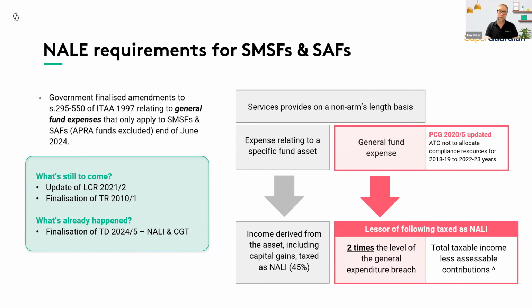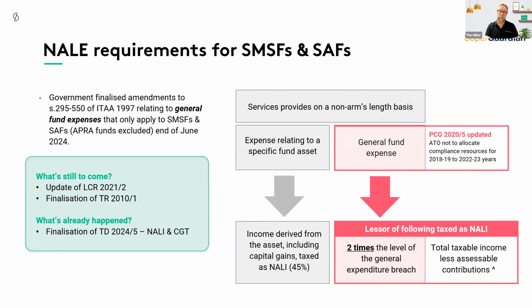Now, when this all started, what we got from the ATO was that original LCR, and with that original LCR, we got the PCG 2020/5, which was our compliance relief. Now, you look at this timeline here and you see a little bit of a gap, right? And that gap is the creation of the regulations as such. So the legislation passed on the 28th of June, or roughly thereabouts, 2024, and came into effect from the 1st of July. But of course, the actual effective date of NALI rules is the 1st of July, 2018.